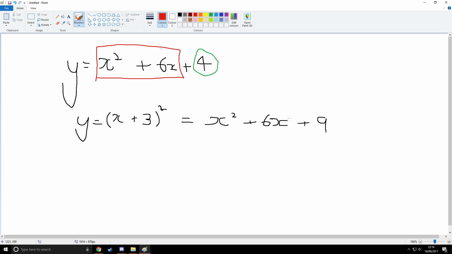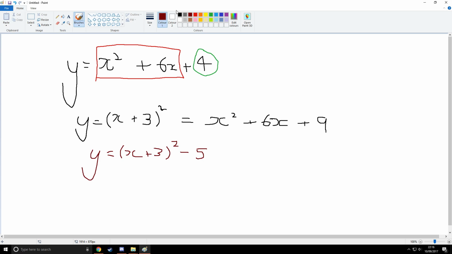So essentially what you have to do is look at the equation that you've made and see how we make it equal the original. In this case we've got plus 9 and there's plus 4 above. So all you need to do is minus 5 from this equation here. So your finished equation for completing the square is y equals x plus 3 brackets squared, and then to get from plus 9 to 4 we minus 5.